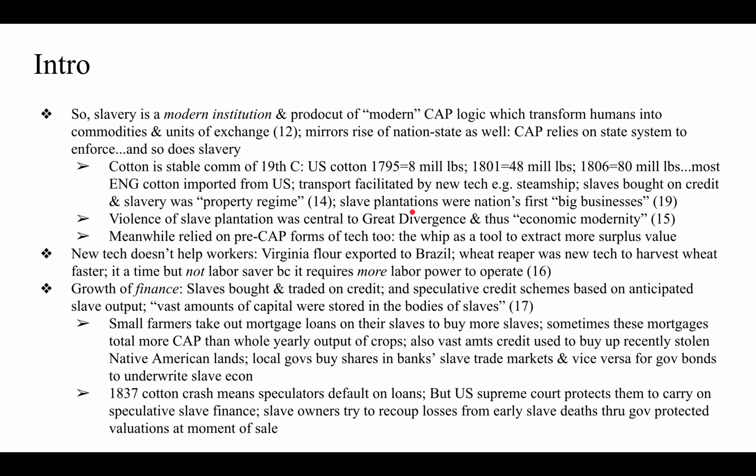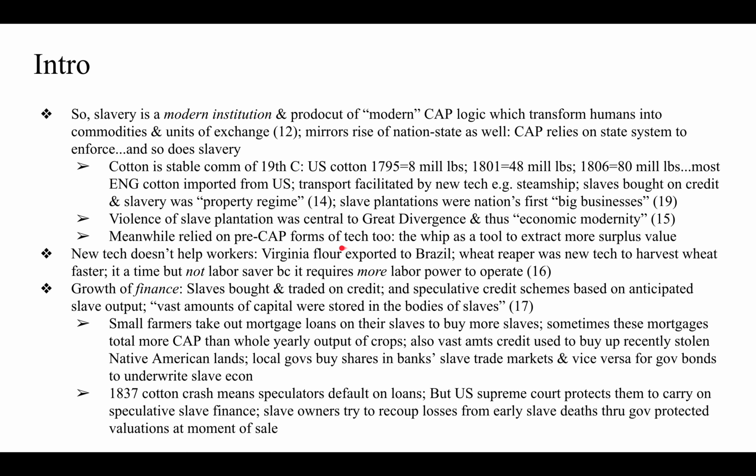And in many ways, as I've already mentioned, slavery, plantation owners, kind of preconfigured modern managers, factory managers, company managers, in the ways that they attempted to micromanage everything. And slave plantations were the nation's first big businesses, add the authors here.